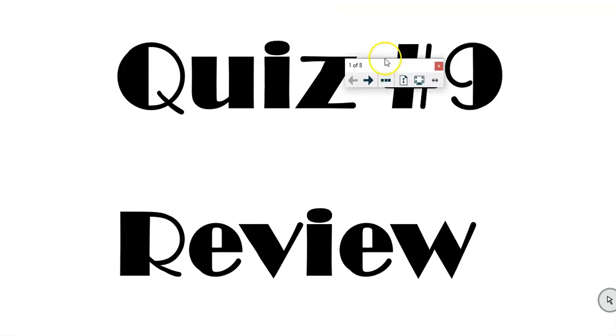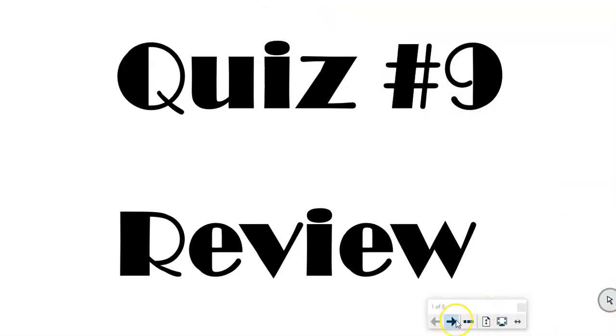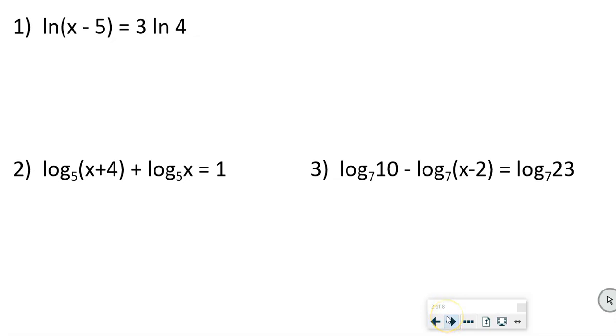So this video today, we're going to go over the quiz 9 review. Our first question here is ln of x minus 5 is equal to 3 ln 4. And what we want to do here is solve for x, okay?